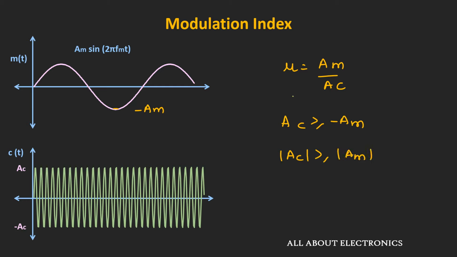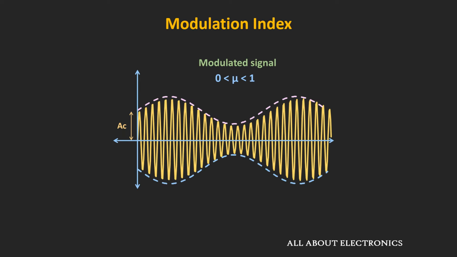And we know that this modulation index is equal to AM divided by AC. So from this we can say that to avoid the zero crossing, this modulation index should be less than or equal to 1. That means to recover the message signal using this envelope detection and to avoid the signal distortion, this modulation index should be less than or equal to 1. So in this modulated signal, this modulation index is between 0 and 1.